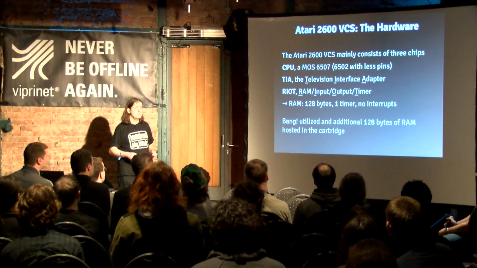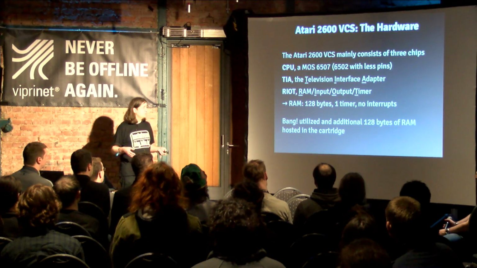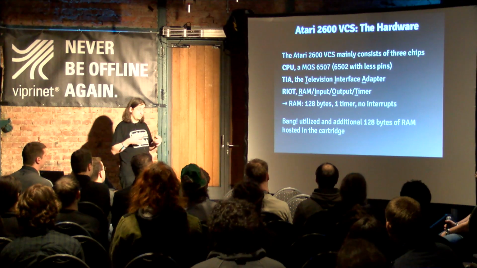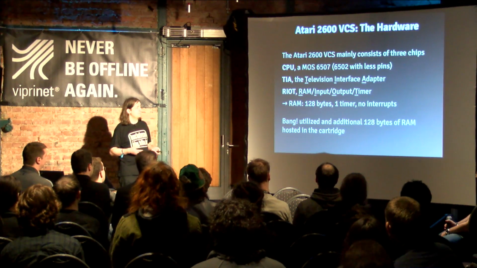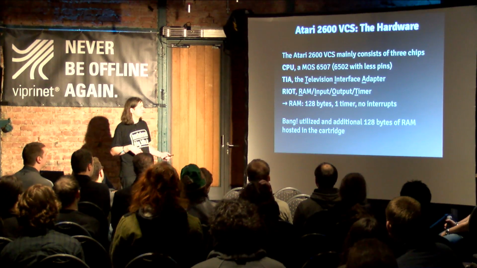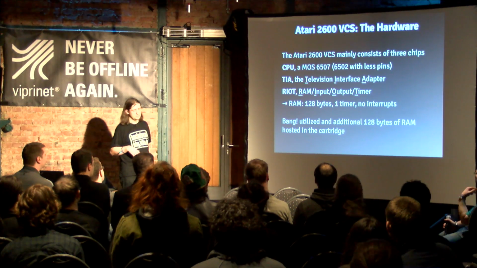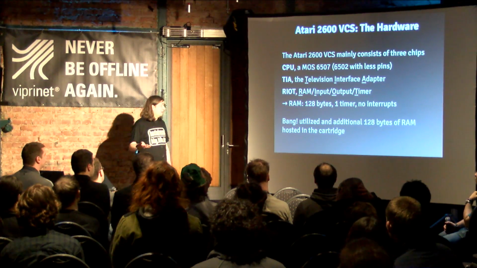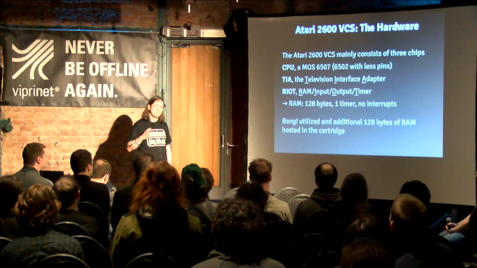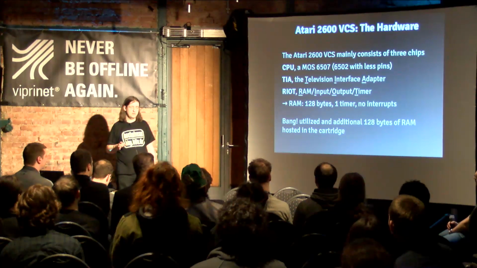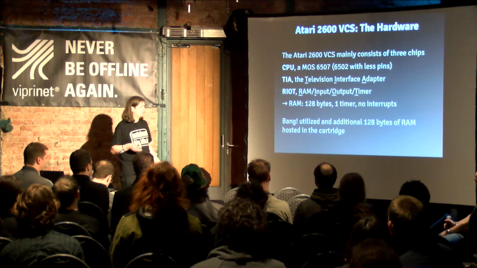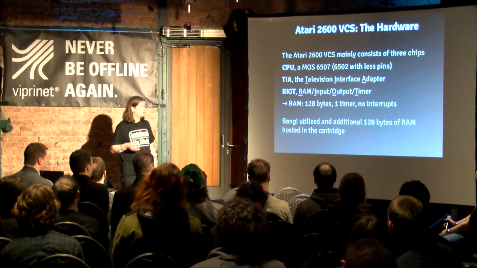The television interface adapter, the TIA, is the chip that provides graphics and sound for, back then, the television. And RIOT is the chip that does all the rest. It provides the RAM, the amazing 128 bytes, one timer, and it is also capable of sending interrupts. The processor isn't capable of receiving them. And since I had trouble with the small amount of RAM, I used an external RAM chip inside the cartridge that was also utilized in the mid-80s by original Atari games. So this got me some 120 bytes of extra RAM.